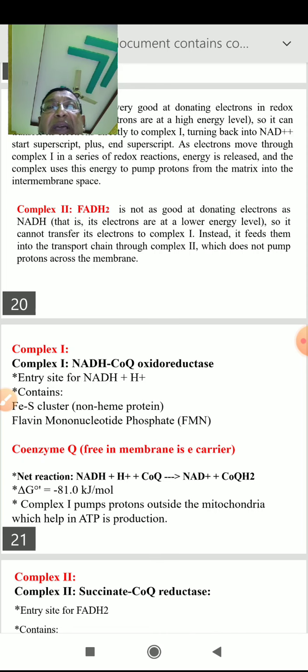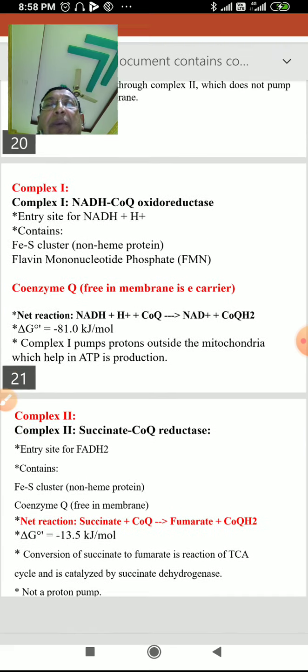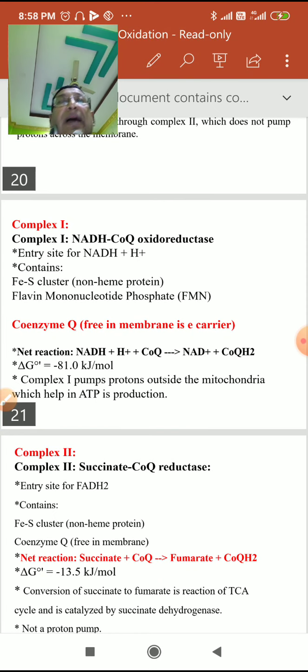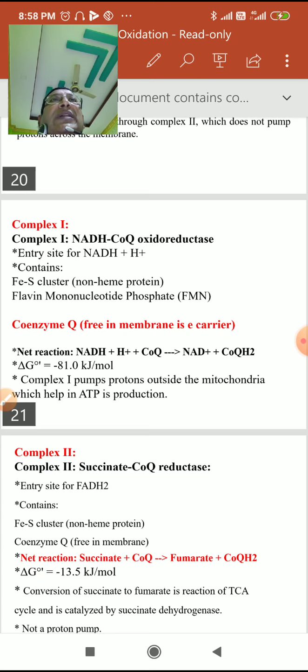The details of complex 1 and complex 2 I have given in my next slides. Now you see complex 1. The scientific name of complex 1 is NADH coenzyme Q oxidoreductase. The entry site is NADH plus hydrogen proton. It contains iron-sulfur clusters, that is non-heme proteins, and flavin mononucleotide phosphates. After this complex 1, there will be coenzyme Q, which is free in the membrane and is an electron carrier.